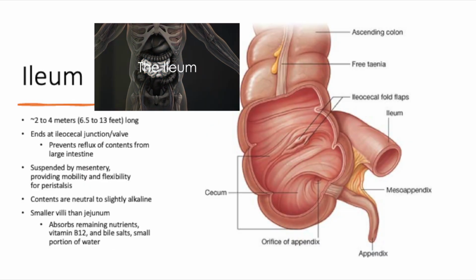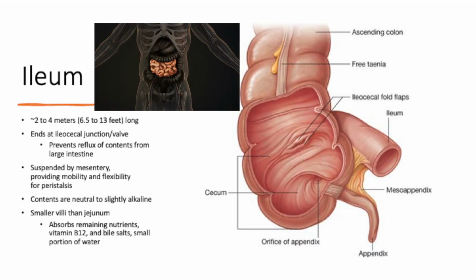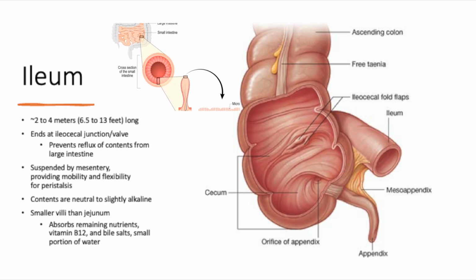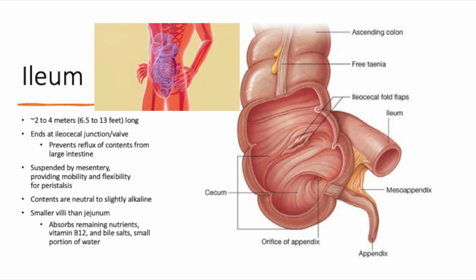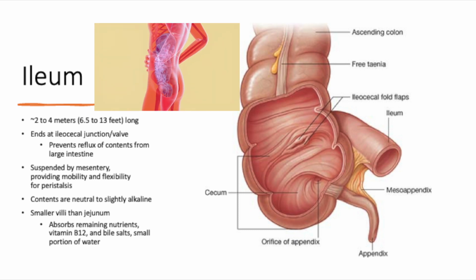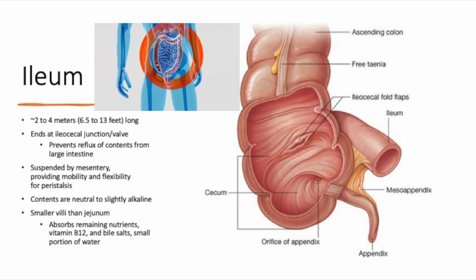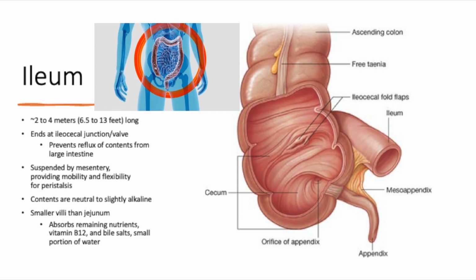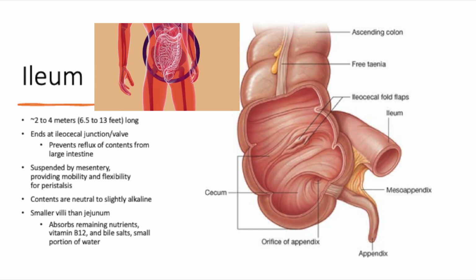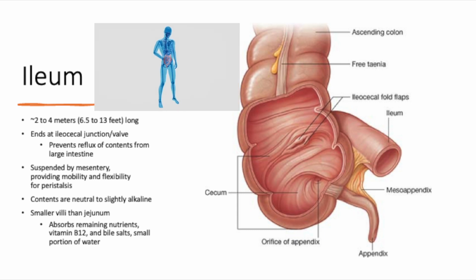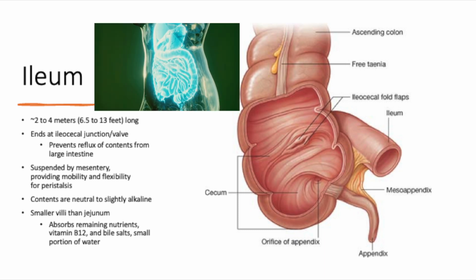The last segment of the small intestine is the ileum. It is about 2 to 4 meters long and ends at the ileocecal valve. It too is suspended by mesentery and is intraperitoneal. The ileum has thinner walls and a smaller diameter lumen than the jejunum, and the presence of large immunologic and lymphoid tissues is found in the ileum. The ileocecal valve prevents reflux of large intestinal contents back into the small intestine.